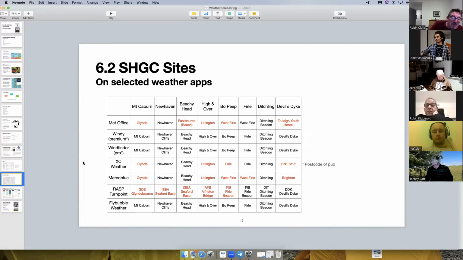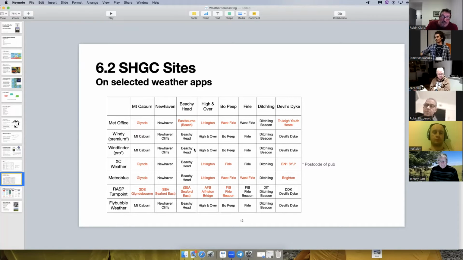We'll come on to the apps in a minute, but it's also useful to know how to find particular sites on the apps, and down the side, the various websites and apps that we've talked about previously. In some cases, like the Met Office for New Haven or Windy for New Haven, it's simple. The name is the same. However, if we are looking, for example, at RASP, which is based on gliding turn points, we need to know the closest turn points to the site that we're using in order to be able to look at the RASP data and graphs relevant to that particular site.